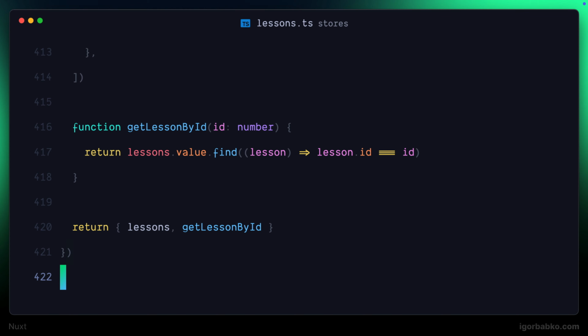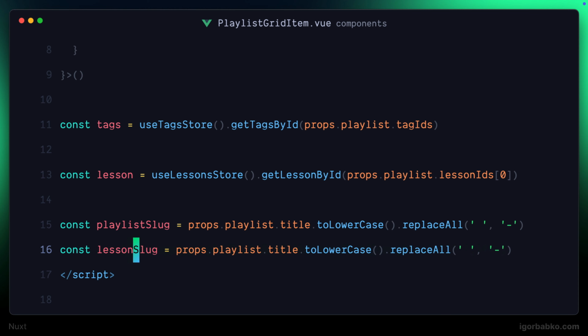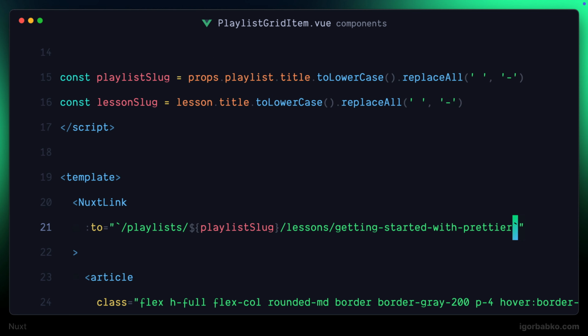Now that we have the way to fetch a lesson by its identifier, we get this lesson in the component, and then we need to grab its slug. And the way we're getting slugs of playlists as well as lessons is this one. We're firstly calling the toLowerCase method on the title of the lesson or playlist, and then we're replacing all spaces with dashes. And after this, we're ready to interpolate this lessonSlug variable into this address, like so.